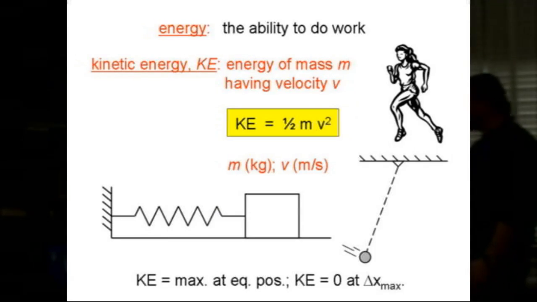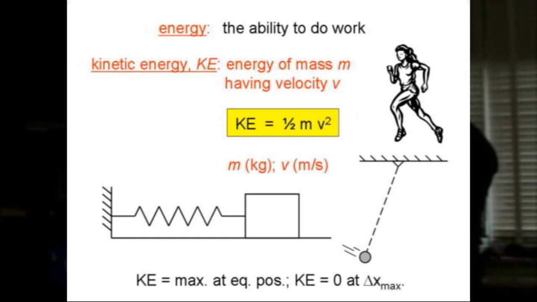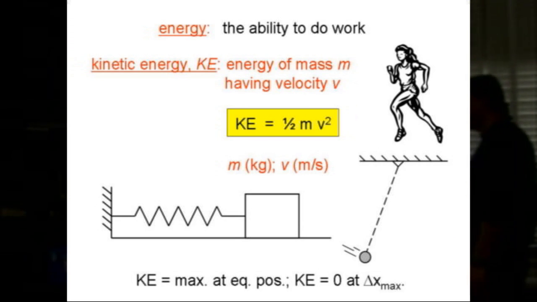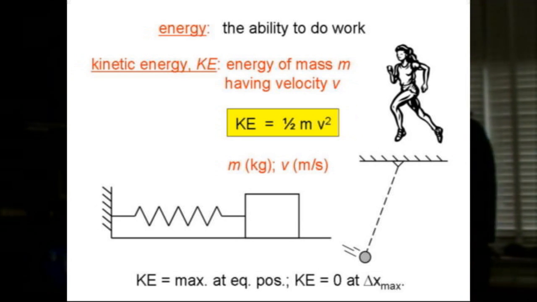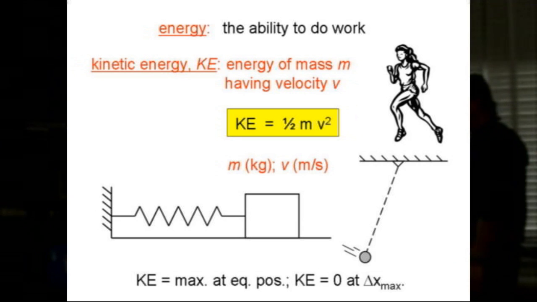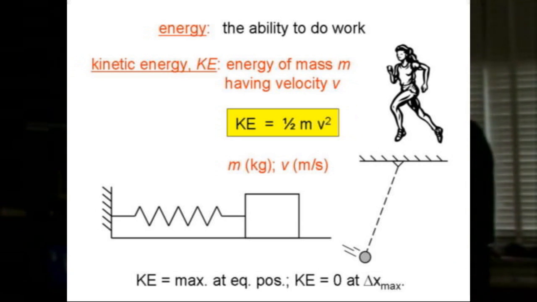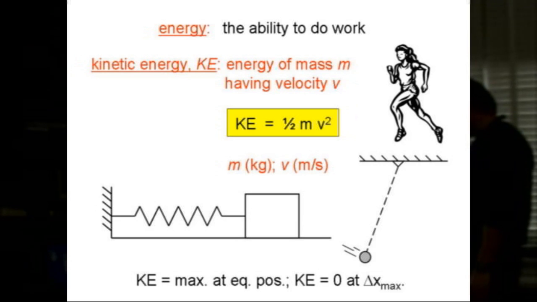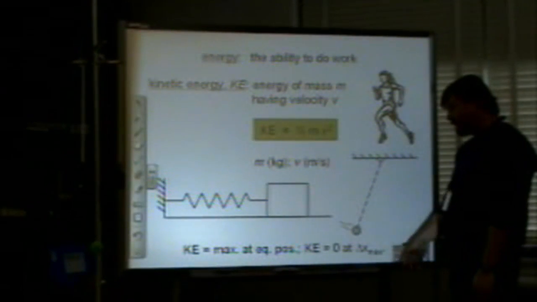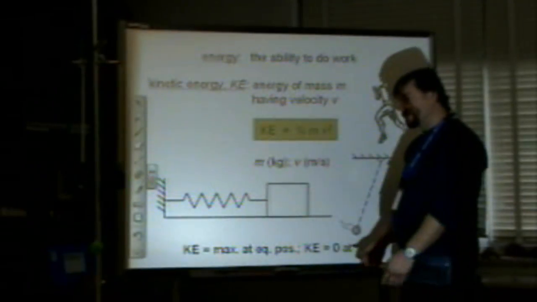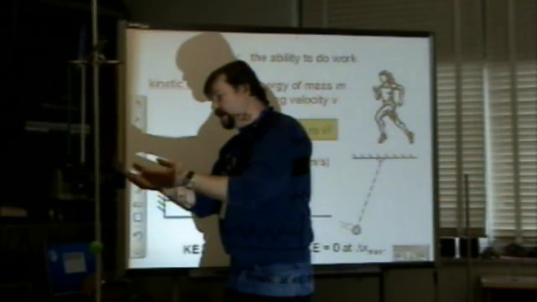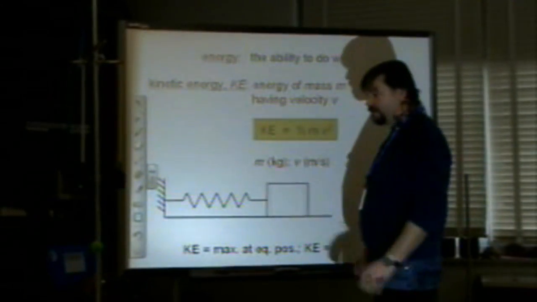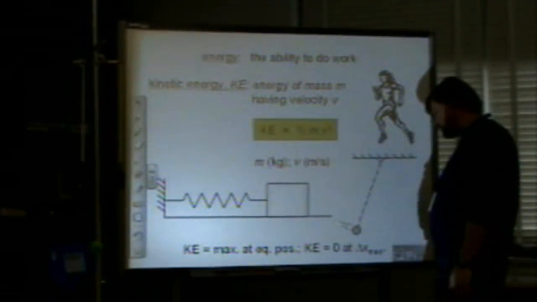Energy, the ability to do work. And kinetic energy is the energy of a mass having a velocity, or an object in motion. And KE is 1/2 mv squared. We discussed this before. We have objects with mass. When they're in motion, we have objects with velocity. When they are in equilibrium, we have no motion taking place, no motion on the pendulum bob, and very little, should be no motion, on the masses on spring scales.